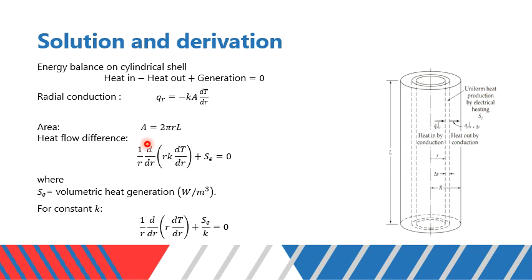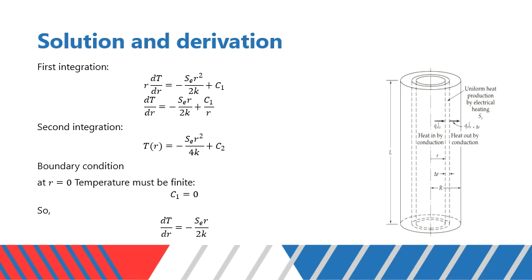Now heat flow, as in heat in plus generation, we get it as 1 by r d by dr of r k dT by dr, where Sc is volumetric heat generation. For constant k, as k is constant, we can take it out, and this will be the new equation form. Now first we will integrate with respect to r.